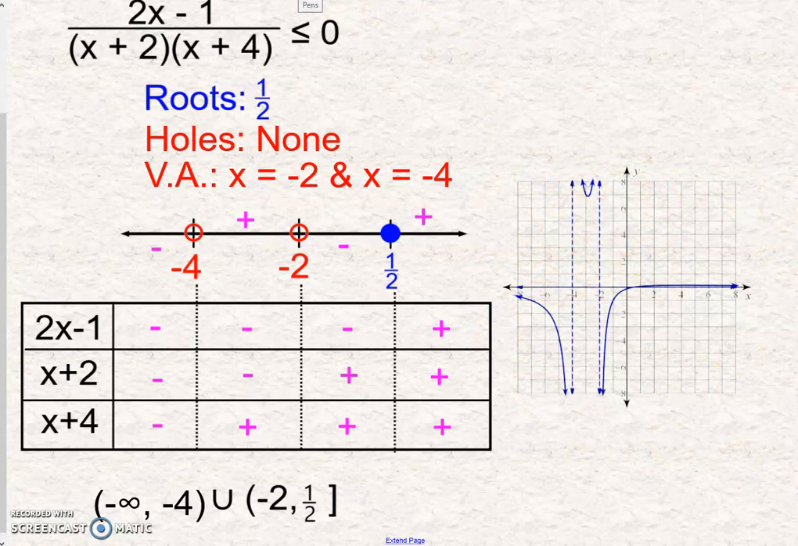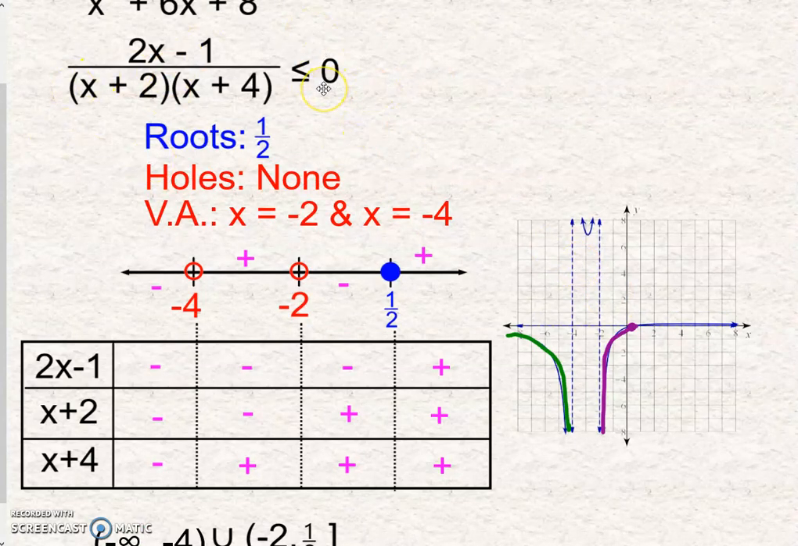And again, if we knew what this graph looked like, and the graph happens to look like this, we can see where this graph is producing values that are below 0, below the x-axis. And according to this graph, that happens from negative infinity all the way up to negative 4. That's the green part. And we're producing values below 0 from negative 2 all the way up until we hit the x-axis, and that looks to be at 1/2. That's the purple part. So again, if we knew what the graph looked like, we could just go right off the graph. But I doubt any of us knew what that graph looked like.